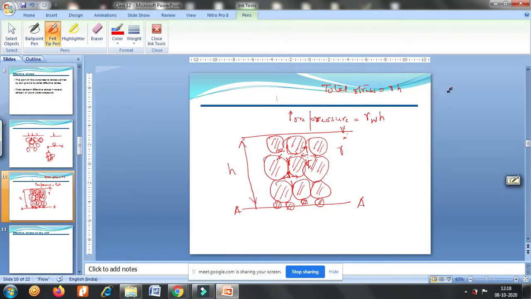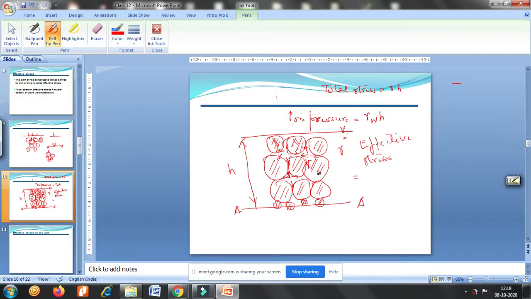Next one is the effective stress. Now what is the effective stress? Effective stress is the stress given by the soil grain. That means these are the soil grains present. So whatever the stress given by these soil grains on the line AA, that is called the effective stress.